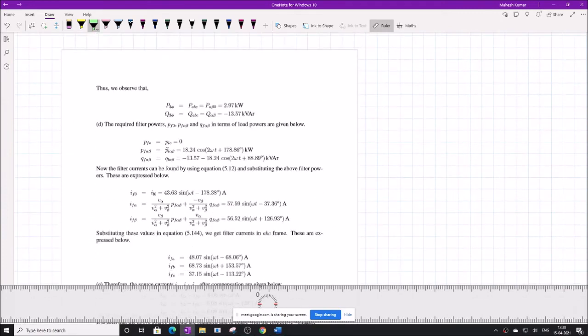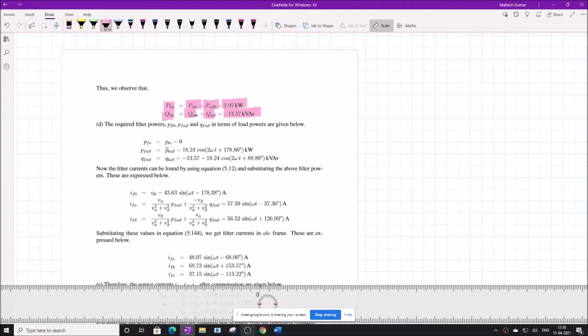So we found that P three-phase real power equals PABC equals P alpha beta 0 equals 2.97 kilowatt, and Q three-phase equals QABC equals Q alpha beta equals minus 13.57 kilovar.